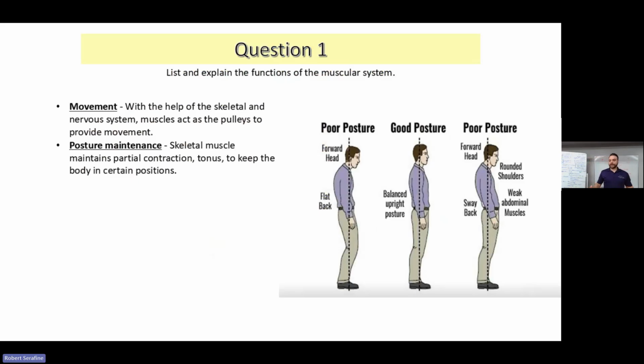Alongside that, skeletal muscle tissue keeps our bones and joints in place, which maintains our posture and positioning. Everybody right now is using some form of muscular contraction, aka tonus, in order to keep your body in the position that it is. Whether you're sitting, standing, leaning, whatever, your muscles are engaged right now to keep yourself in that position.